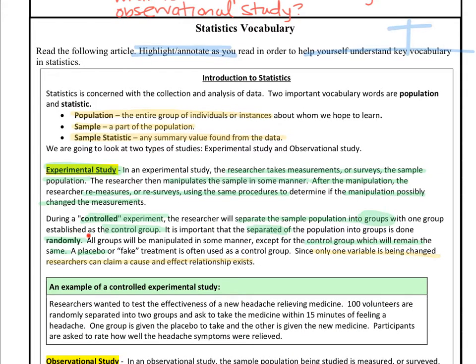So in the next paragraph, I highlighted a controlled experiment, separates the sample population into groups. That's important here. One group is called the control group, and it's important that you separate randomly. Every group will be manipulated, except some will remain in the same setting. That control group often receives a placebo or a fake treatment, and then because only one variable is being changed, researchers can claim a cause and effect relationship.